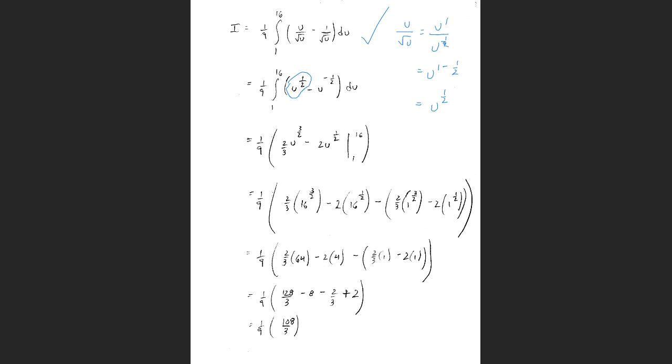And then 1 over the square root of u, let me just separate this. 1 over the square root of u is 1 over u to the half power. But that's just u to the negative half power, and that got us this here.